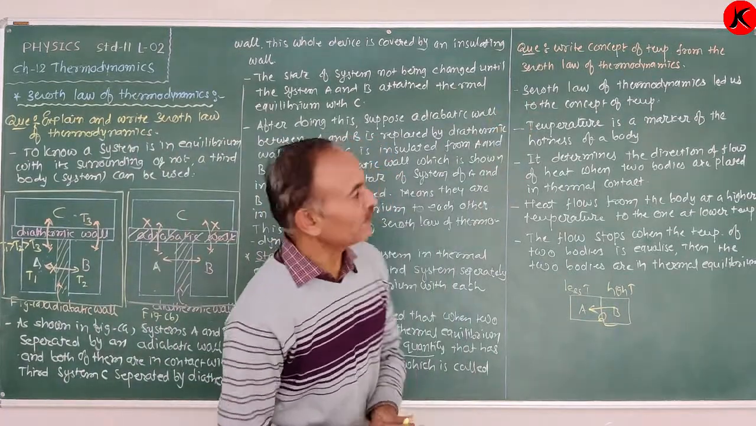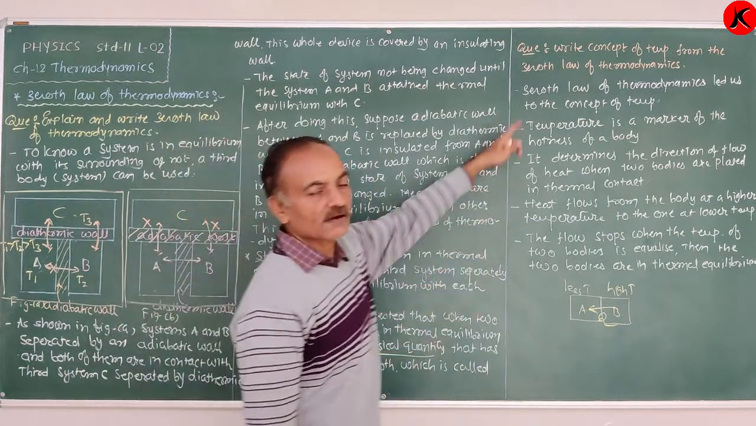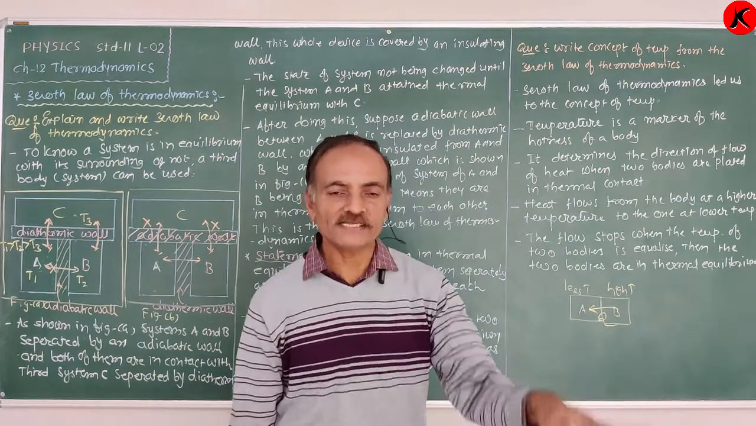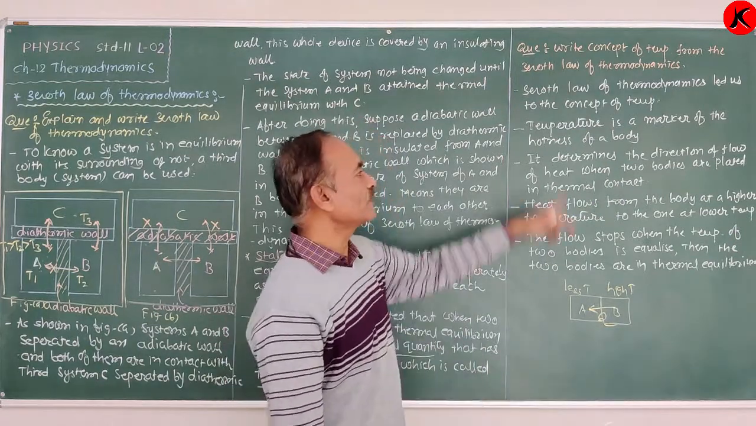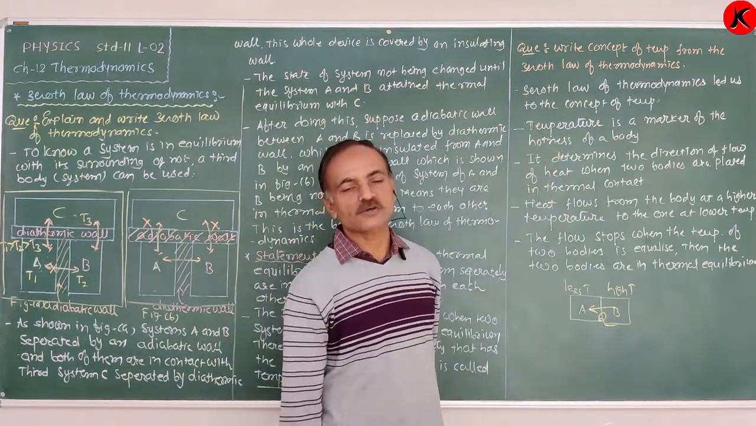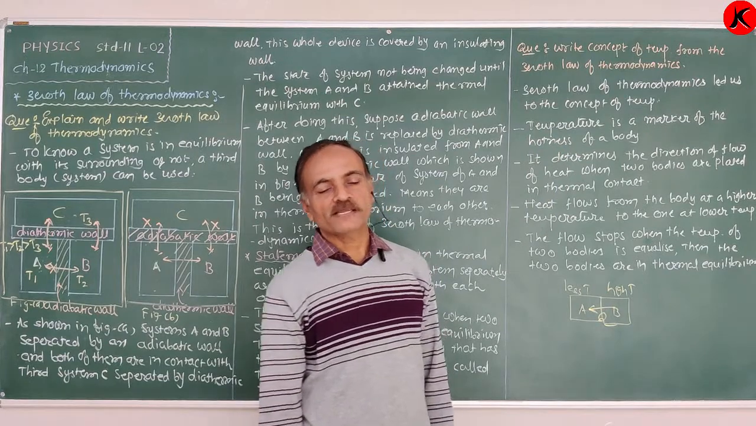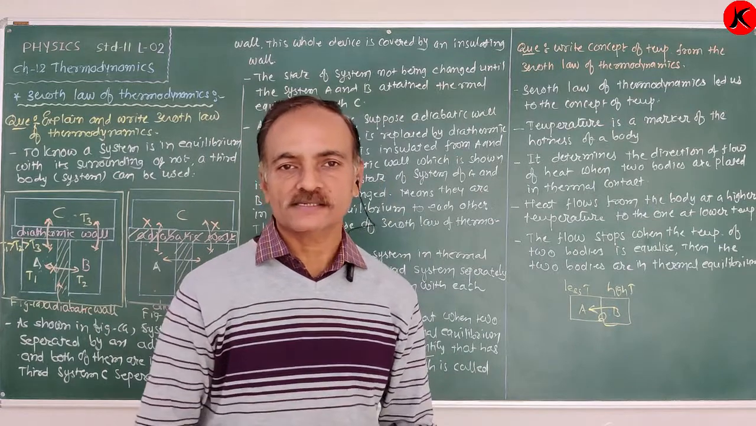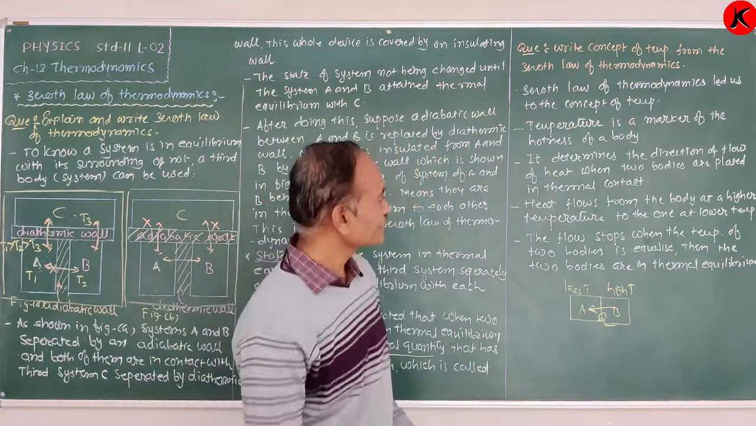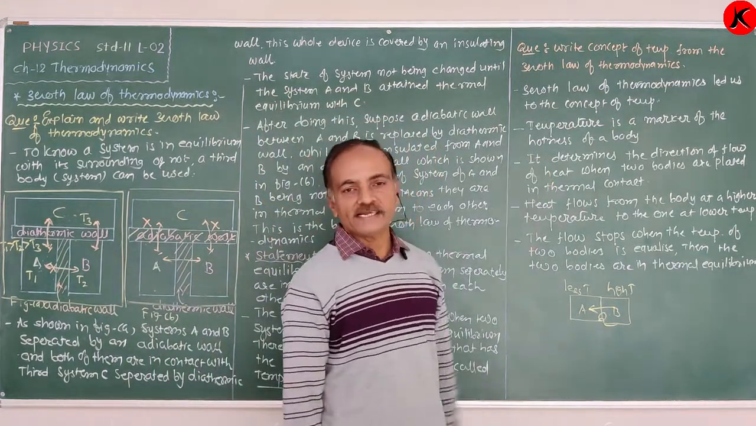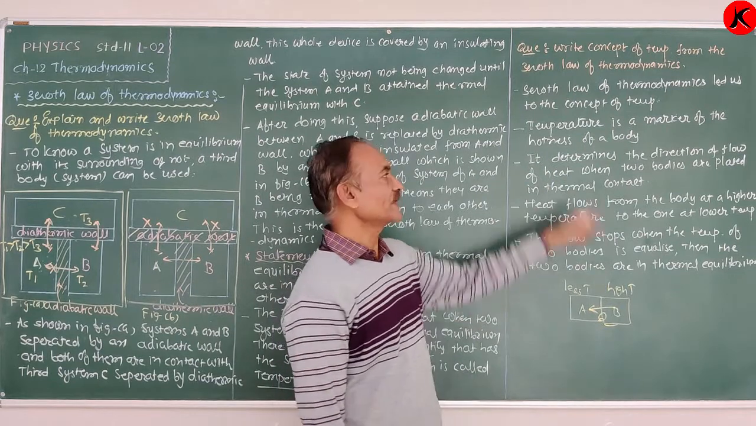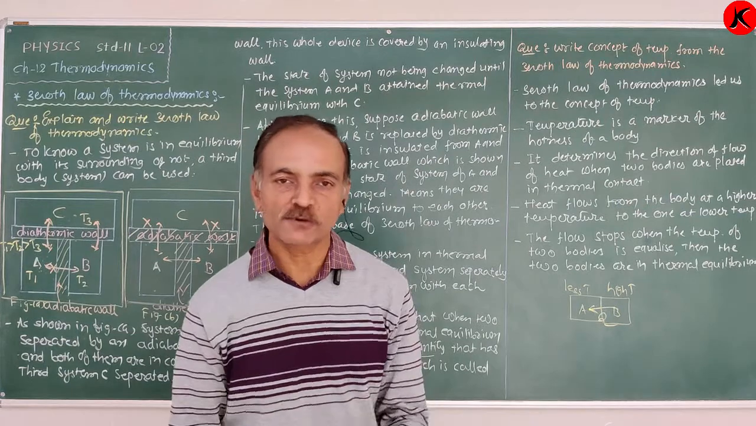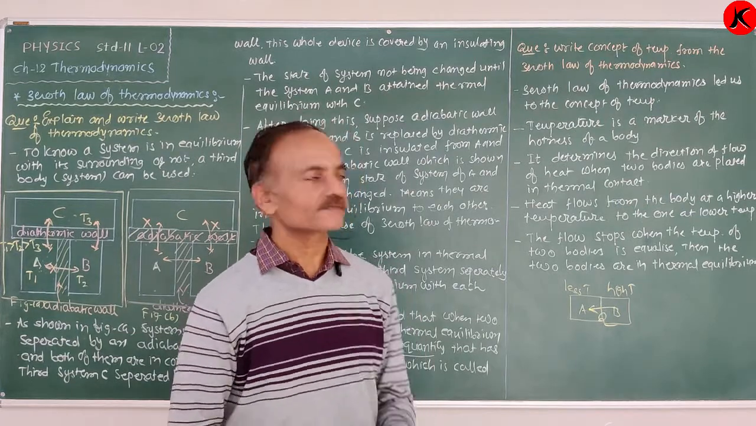Again, the Zeroth law of thermodynamics leads us to the concept of temperature. What is temperature? Temperature is the marker of the hotness of a body. So from the temperature we can know how hot the given body or system is. It determines the direction of flow. From the temperature we can also know from which body to which body the heat flows.